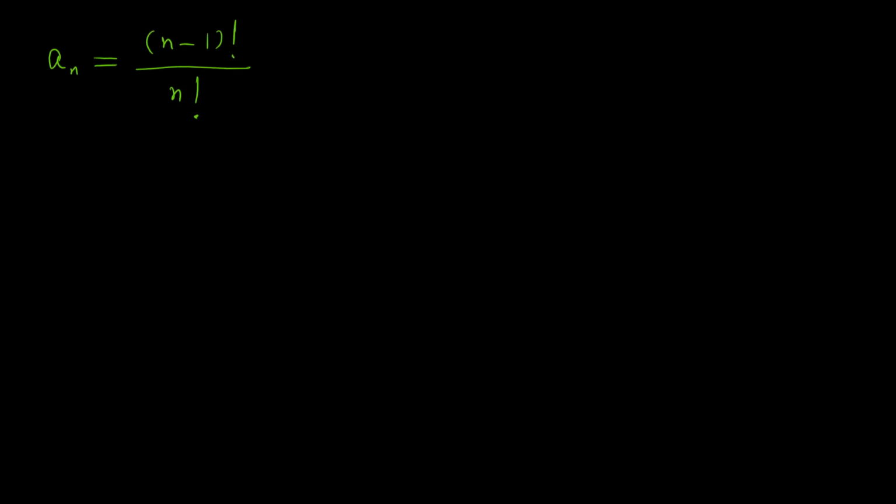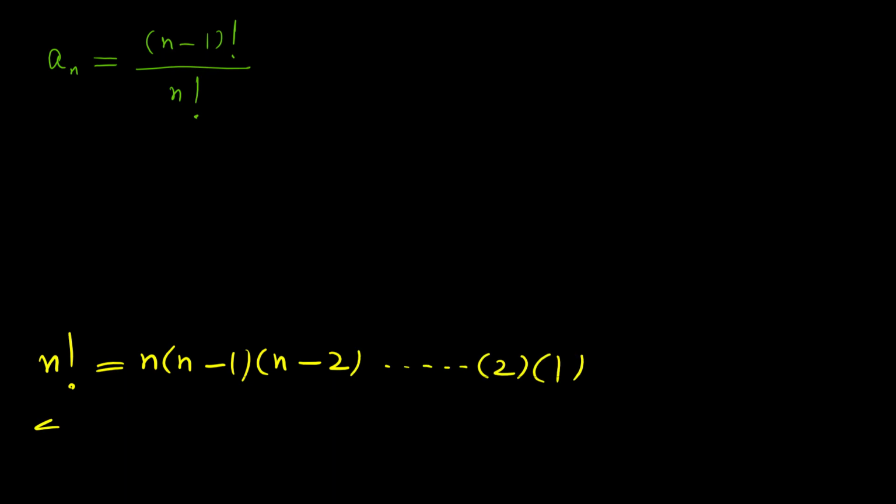Here we have an example of a sequence with factorial in the formula of the sequence. Before we start this, let me remind you the definition of factorial. n factorial is n times n minus 1 times n minus 2 and so on up to 2 times 1. For example, 4 factorial is 4 times 3 times 2 times 1, which is basically 24.